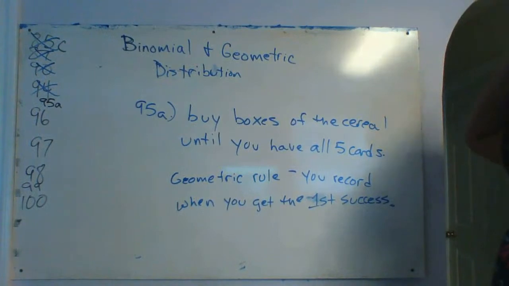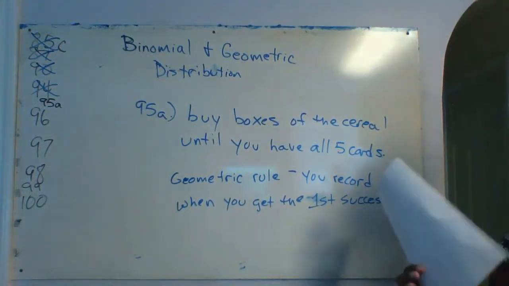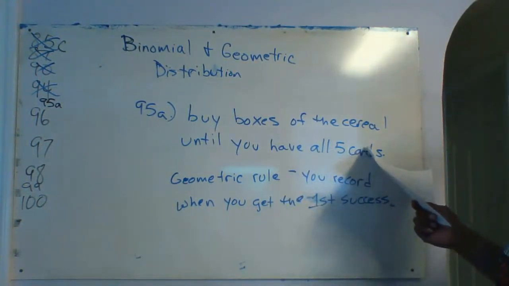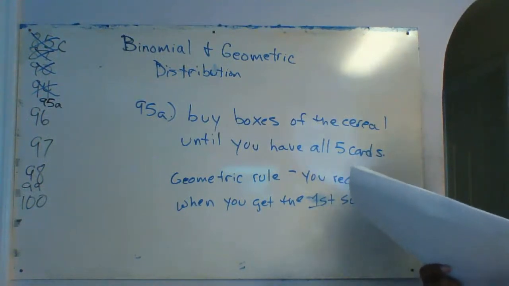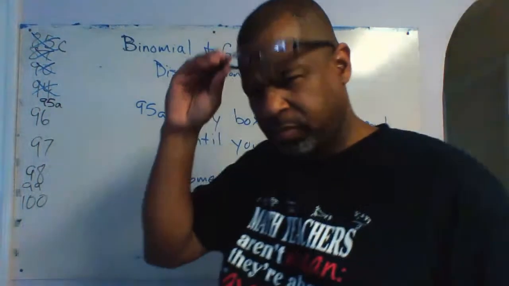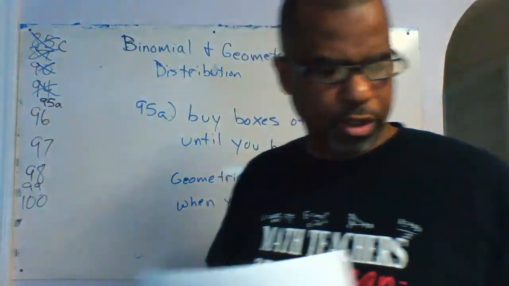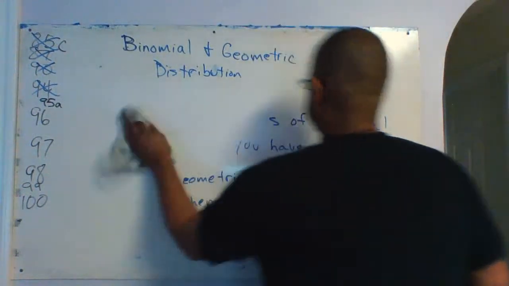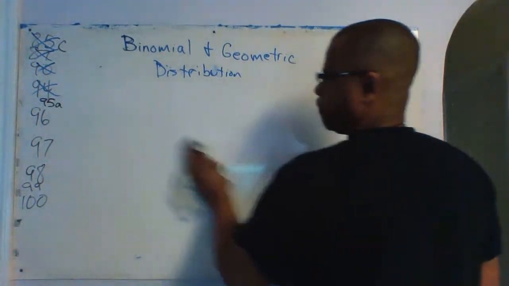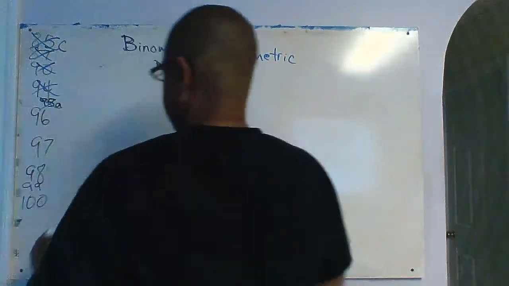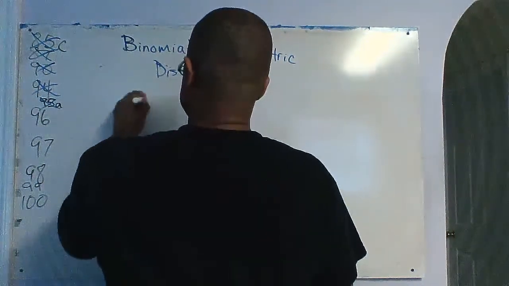Questions? Because remember, a geometric distribution starts at x equals 1. So you don't want to just count it when you get all five, because you may never get all five. So you want to do it when you get your first success. All right. So let's move on to the next one. So the next one is what, 96?